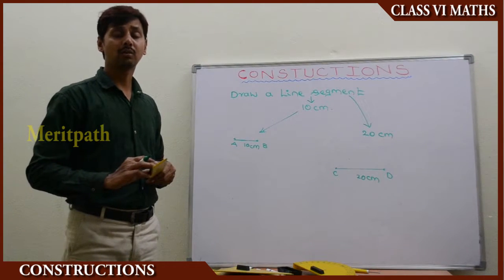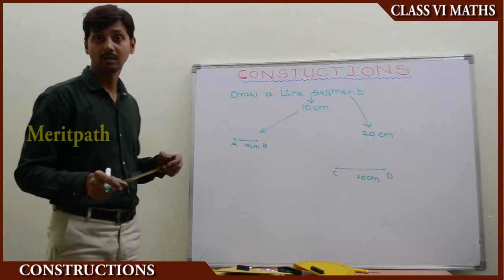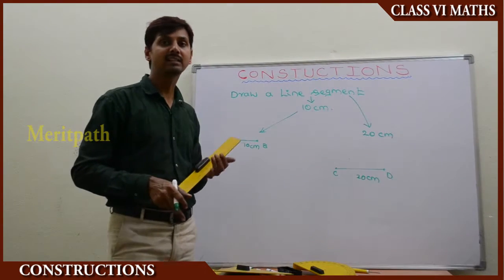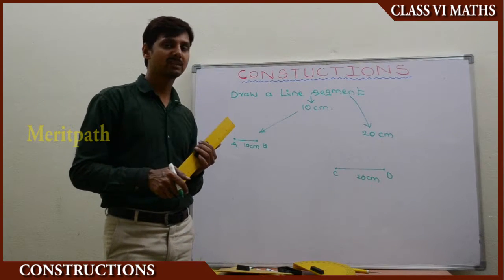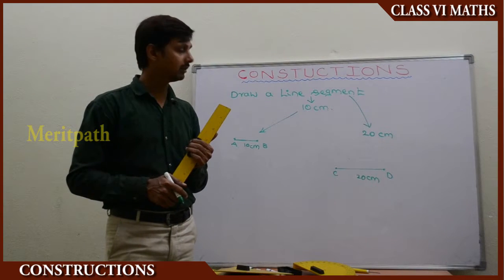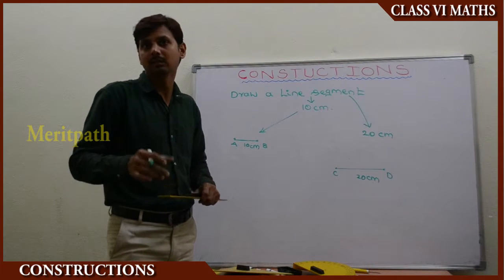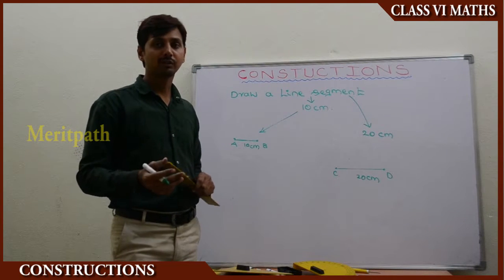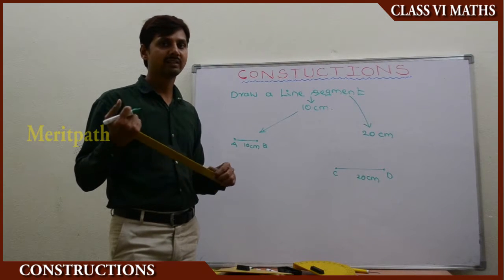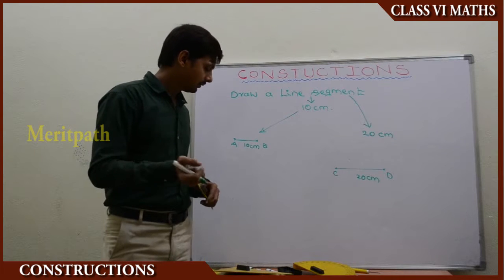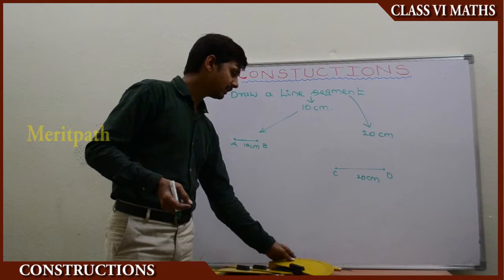In this manner we draw line segments. These are line segments which have two endpoints. We have already discussed this in the geometry part: a point, line segments, all those things. So the line segment which is 20 centimeters we have drawn here, and in a similar manner, whatever measurement we require, we'll draw the line using the scale. And let's go to the next concept, that is the perpendicular bisector.